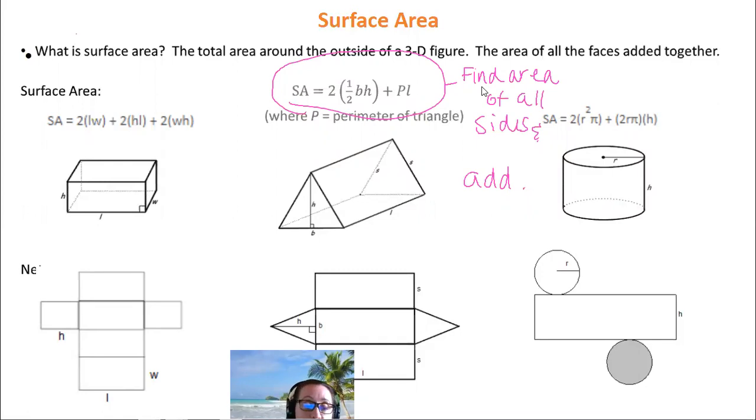And yeah, please write these 3 formulas down in your notebook. So this first surface area, this is for a rectangular prism. This is for a triangular prism, and this is for a cylinder. So write that down, please.